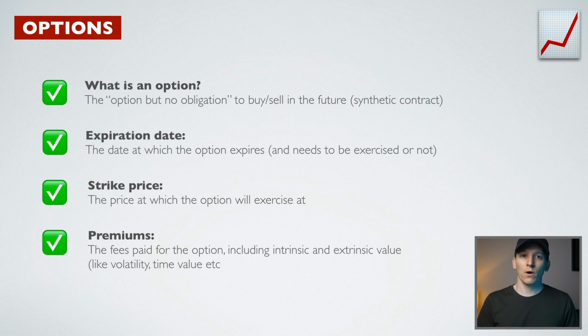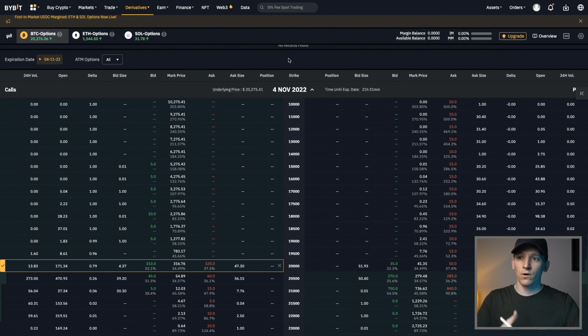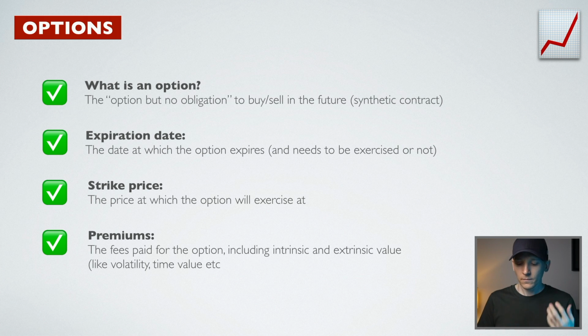Really though, if you are a beginner, we're going to very quickly go through what options are. So an option obviously is the option but not obligation to do something in the future, right? So that is what an option is. And it can be an option for anything. We're going to be talking about crypto and specifically Bitcoin or Ethereum options, right? So you have the option, but not obligation to do something in the future. That is if you buy the option, right? So if you buy an option, you are getting optionality to do something in the future.